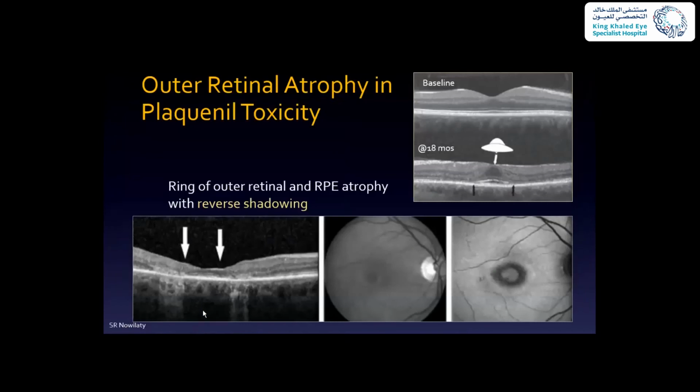Now, Plaquenil toxicity also gives you outer retinal atrophy. Right here, it looks like a saucer shape, like a spaceship. So the outer retinal atrophy often starts around the fovea and gives you this reverse shadowing.